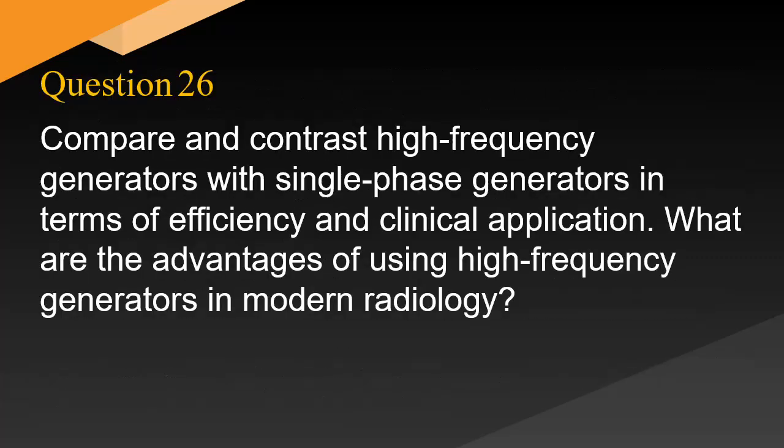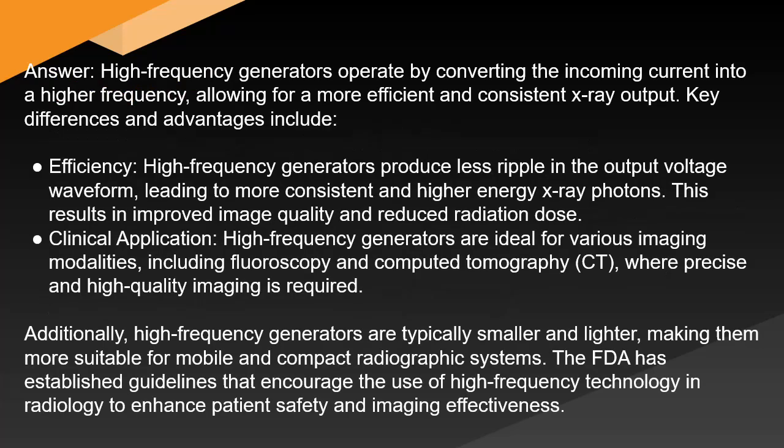Compare and contrast high-frequency generators with single-phase generators in terms of efficiency and clinical application. What are the advantages of using high-frequency generators in modern radiology? Answer. High-frequency generators operate by converting the incoming current into a higher frequency, allowing for a more efficient and consistent X-ray output. Key differences and advantages include efficiency. High-frequency generators produce less ripple in the output voltage waveform, leading to more consistent and higher energy X-ray photons. This results in improved image quality and reduced radiation dose.